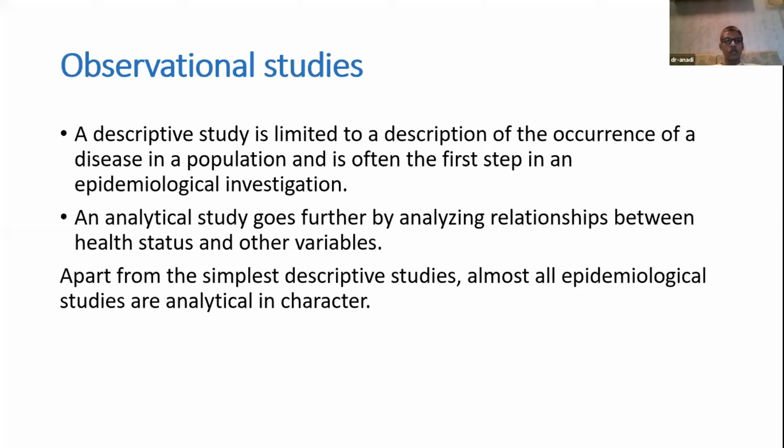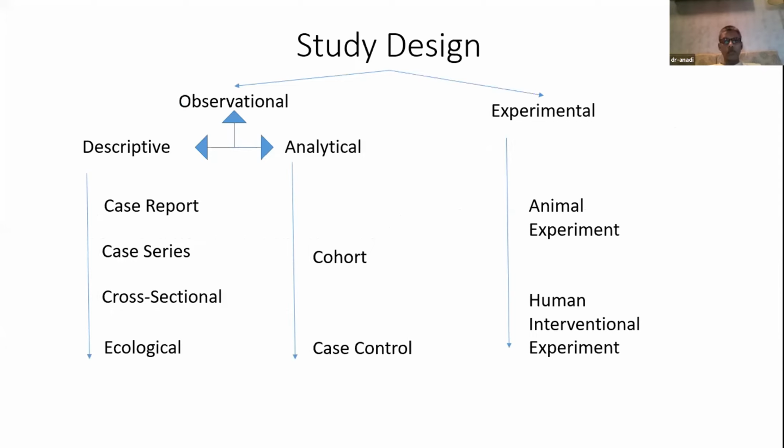We are not using some drugs. We are not testing some vaccines for COVID-19, which will come under experiment. So if you classify study design into observational and experimental one, under observational, we have descriptive studies and analytical studies. For experimental, we have animal experiment and human interventional experiment, like Covishield vaccine now currently experimented in UK and also in India on volunteers for COVID-19. That is a human interventional experiment.